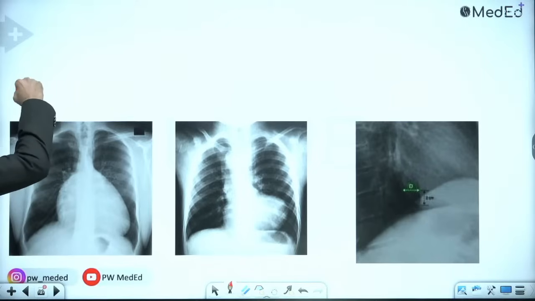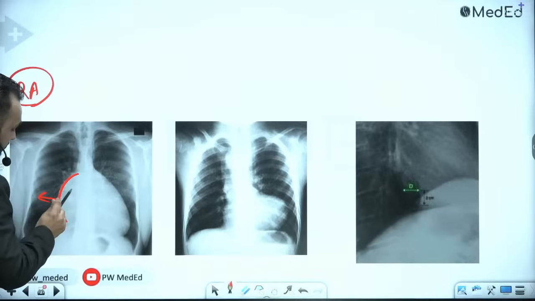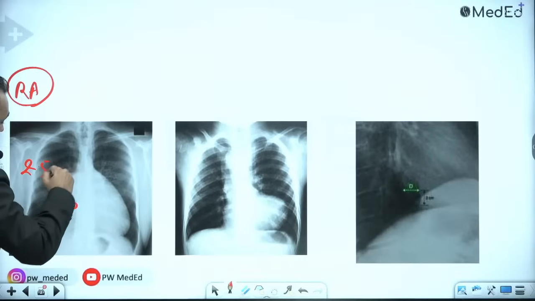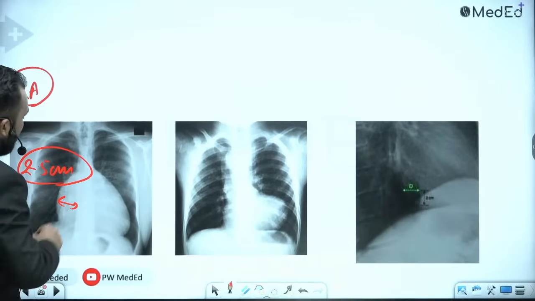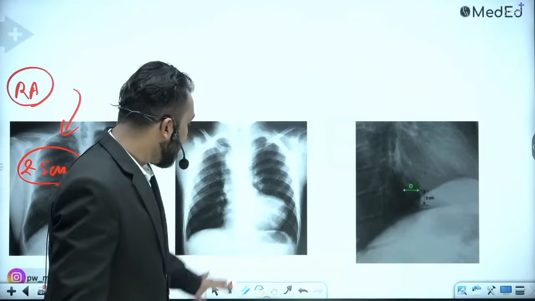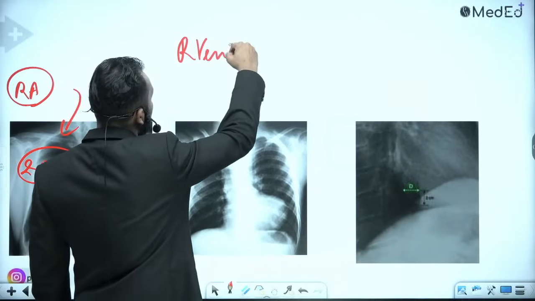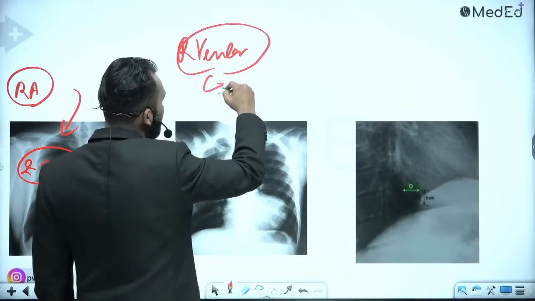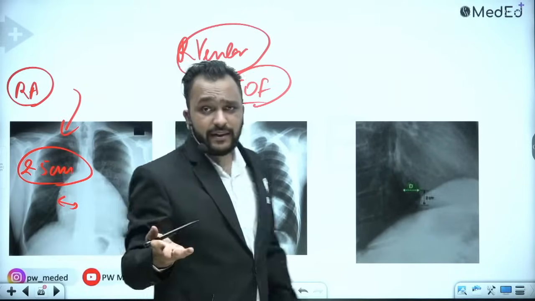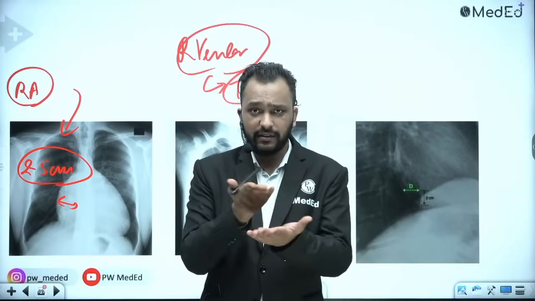Now let me tell you the signs of the right atrial enlargement. Whenever the distance of the right heart border is more than 2.5 centimeter from the vertebra, that will be a case of right atrial enlargement. In right ventricular enlargement, RV enlargement, it is seen in patients with tetralogy of Fallot. And what happens, you will see that your right ventricle is forming the diaphragmatic surface of the heart.